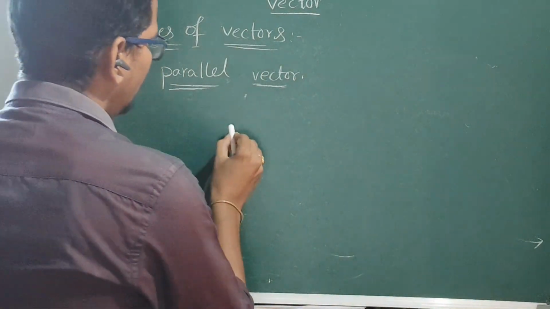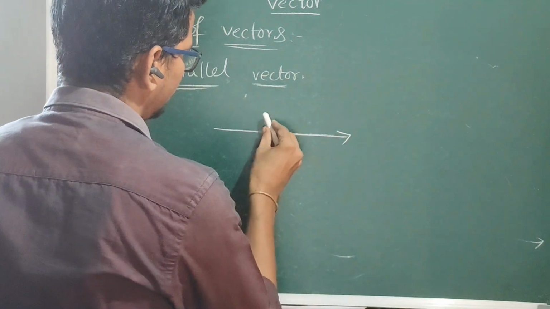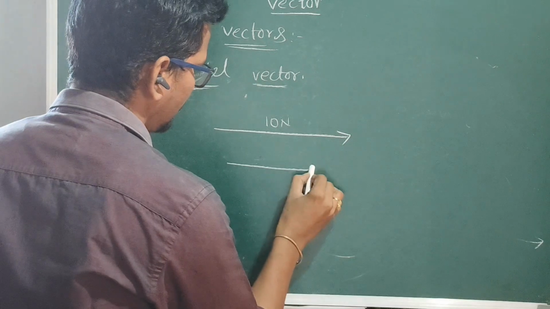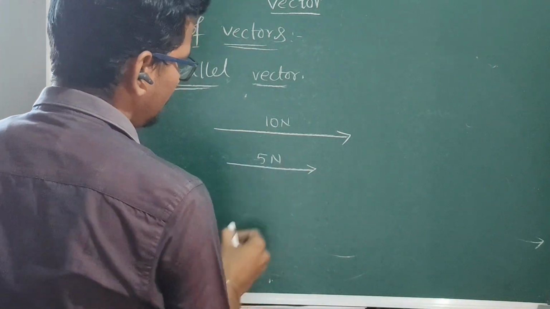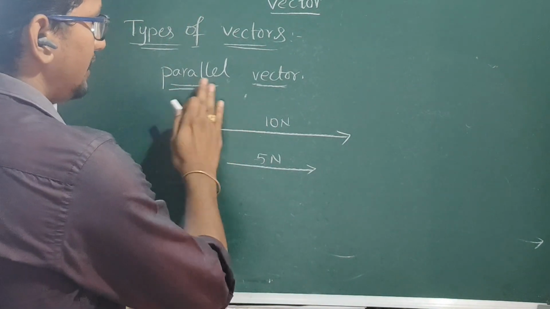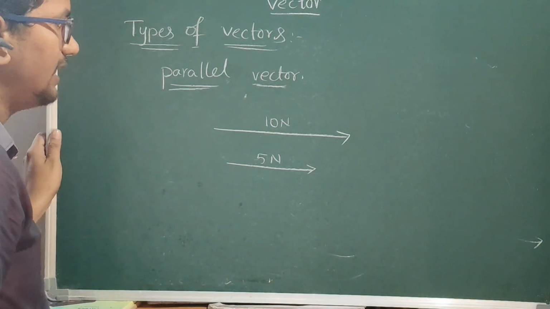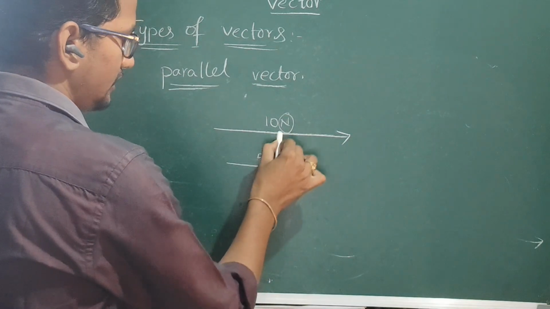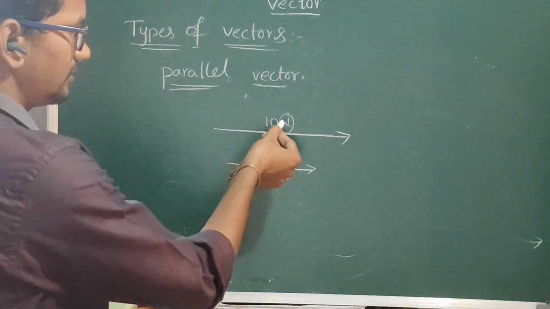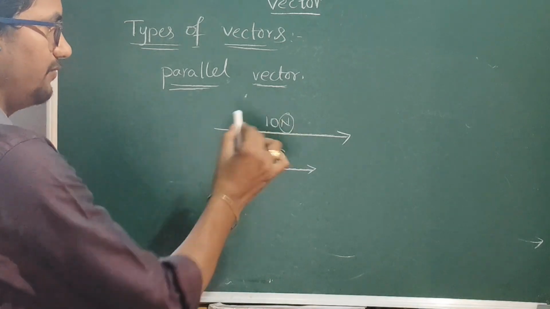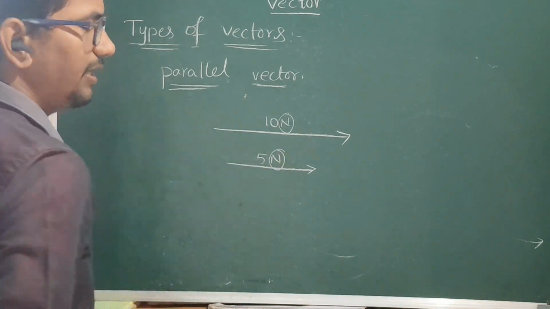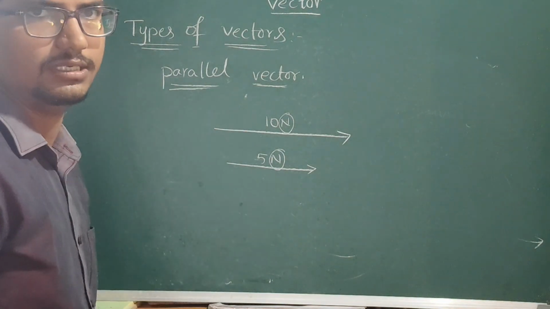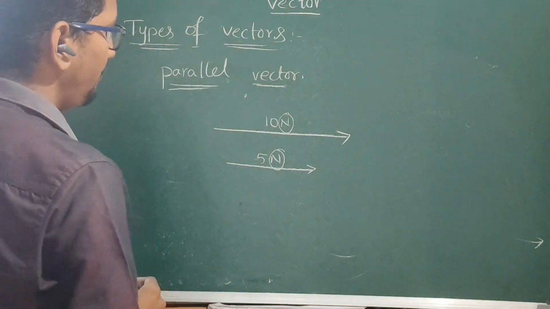See, for example, if you take a 10 newtons force, and another one we take as 5 newtons. But those vectors must be parallel. It must be the same physical quantity, meaning the unit is the unit of force. Newton is the unit of force, so that's the same physical quantity. But the magnitude may or may not be equal. It doesn't have to be equal. That's called a parallel vector.